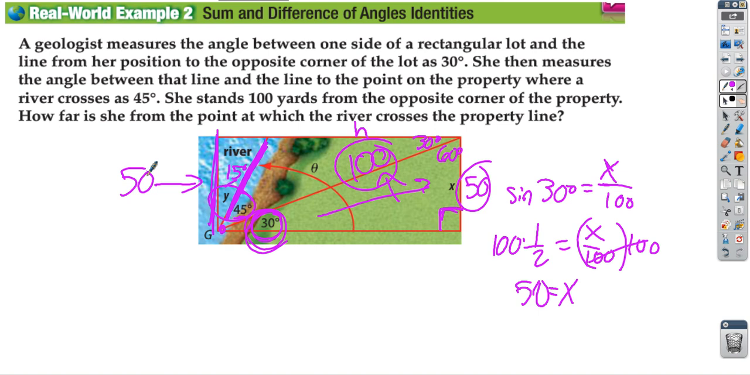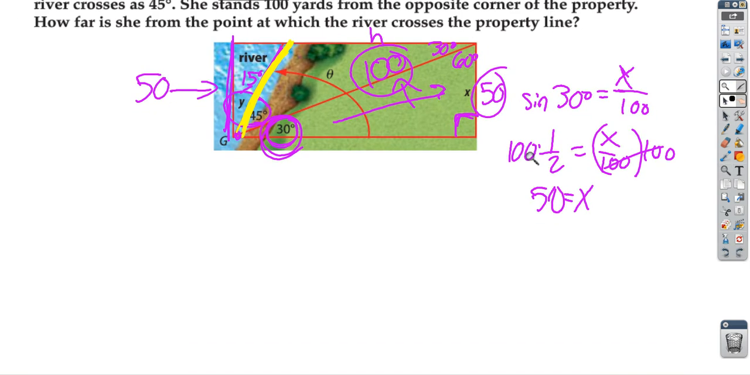Okay, so now I see what they need the sum and difference identities for. And we want to find, let me use a different color here that will stand out, this yellow distance right here. That's what we're looking for. So yeah, this is not a hard problem as soon as you understand what they're actually asking you to do, which was the hard part.